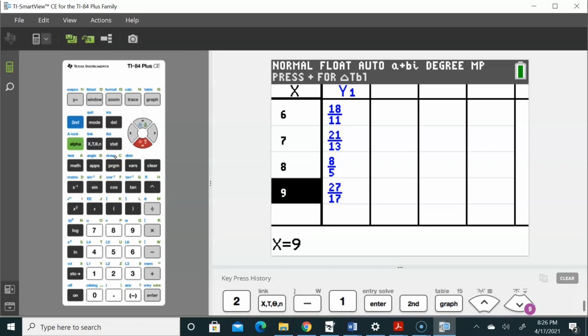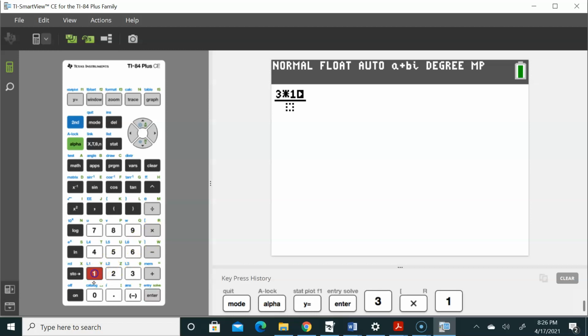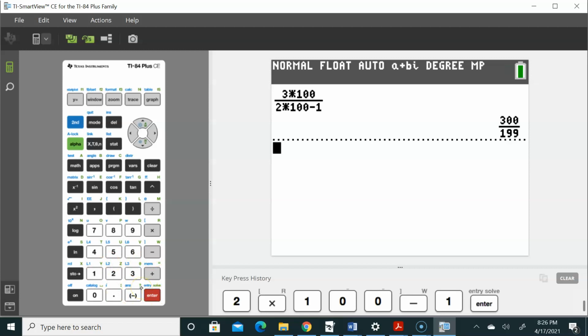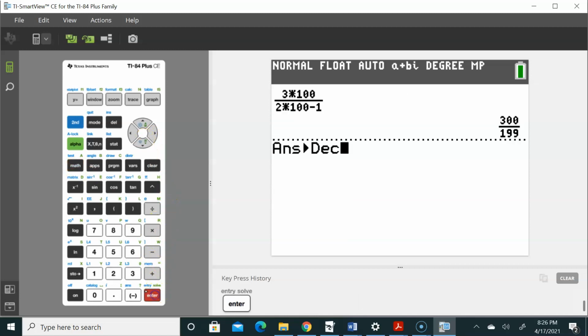And then I want to see if it converges or diverges. I'm going to turn this off and put a big number in for x or n. So it's going to be 3 times, let's try 100, over 2 times 100 minus 1. And I could turn that into a decimal, and I get about 1.5. So maybe it's going to converge to about 1.5, but let's see what we got.